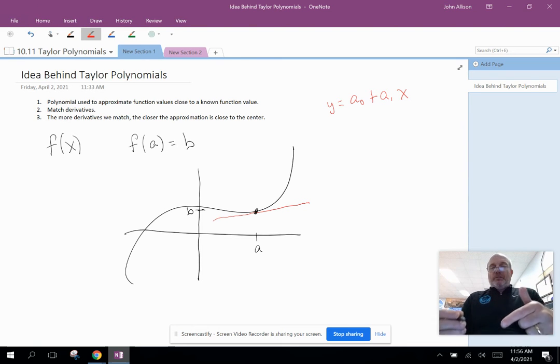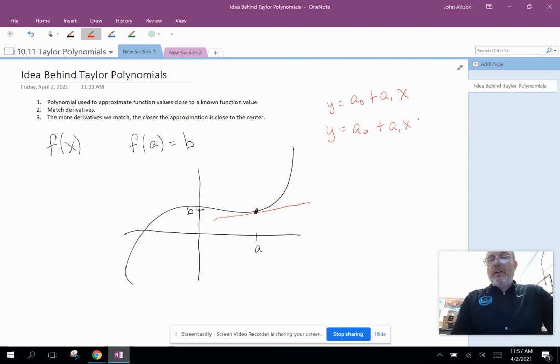And that's a first degree polynomial function that we could use to approximate values close to a. Now, you can see by the graph, the farther we get away from a, the worse the approximation is. But what if we could come up with a second degree polynomial that not only matched the first derivative, but also matched the second derivative?